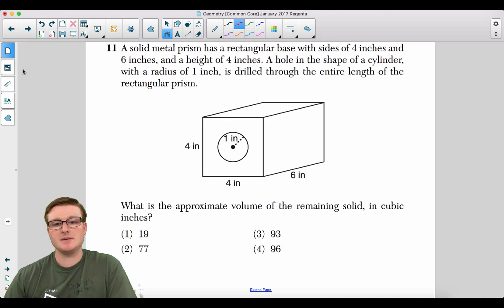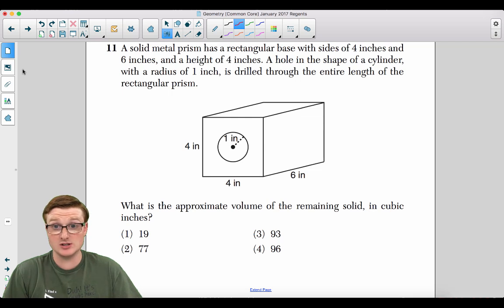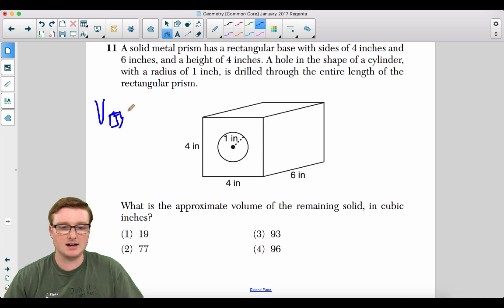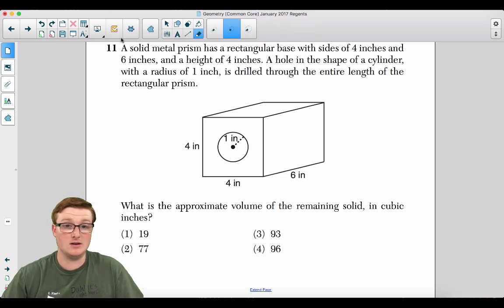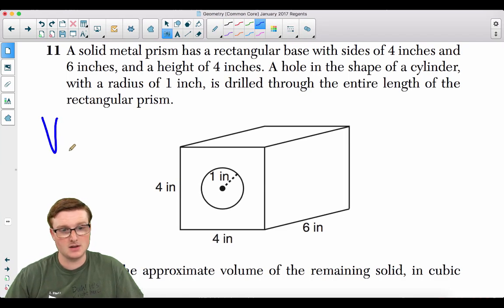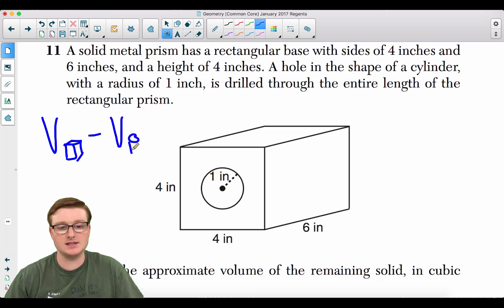A solid metal prism has a rectangular base with sides of 4 inches and 6 inches and a height of 4 inches. A hole in the shape of a cylinder with a radius of 1 inch is drilled through the entire length of the rectangular prism. What is the approximate volume of the remaining solid in cubic inches? In other words, it's asking you to take the volume of the prism, which is just the box, minus the volume of the cylinder.